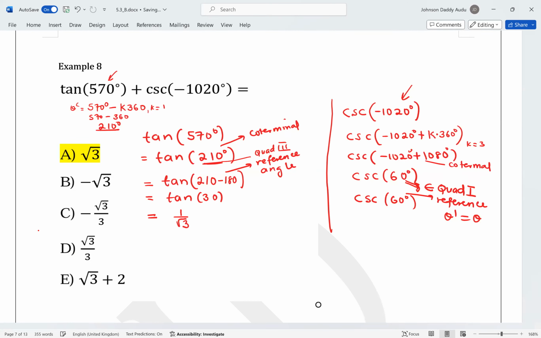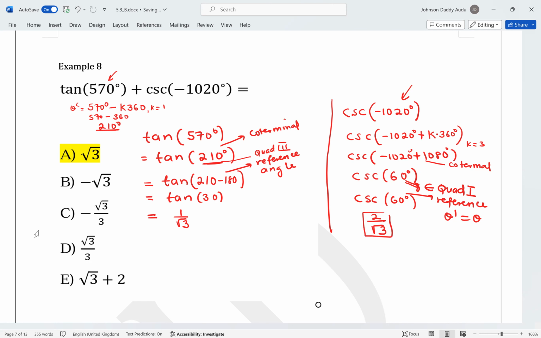So now you need to find what cosec of 60 is. Now, cosec 60 is going to be the reciprocal of sine 60. So this is just going to be 2 over root 3, right?